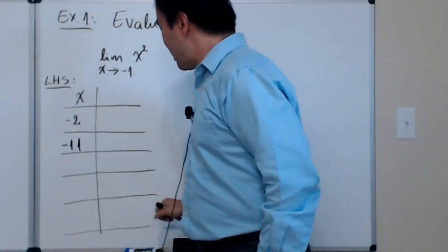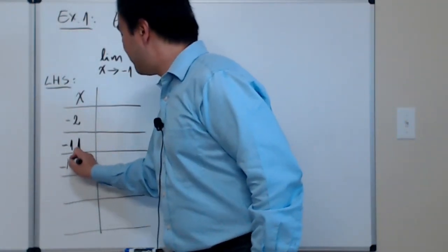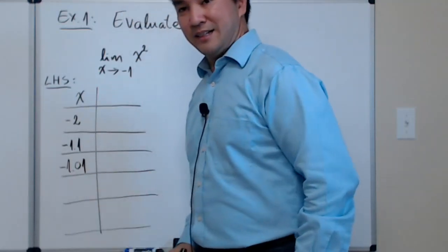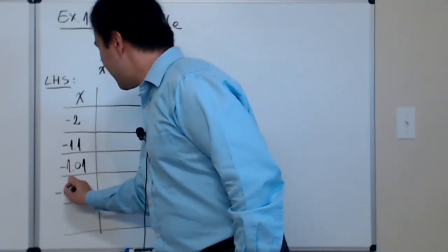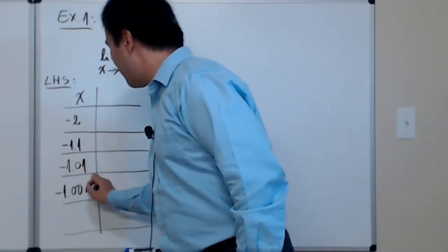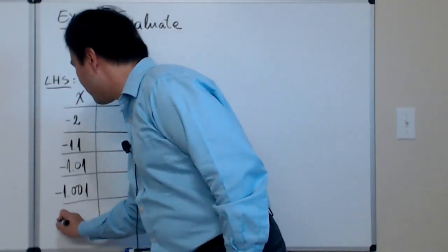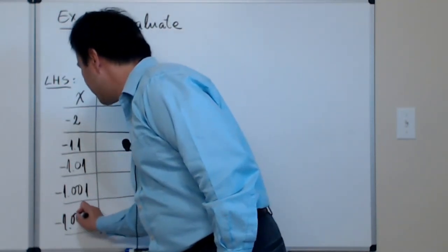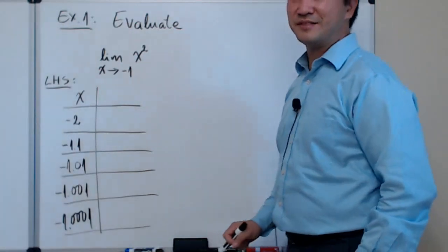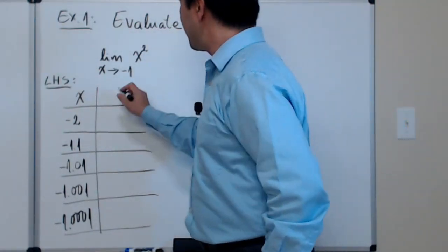And then in that way, I can choose -1.01. And I can choose the next one being -1.001. And how about one further value right here, -1.0001. Okay, and so now we are ready for calculation.